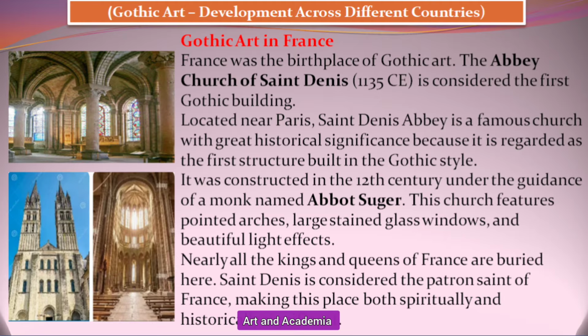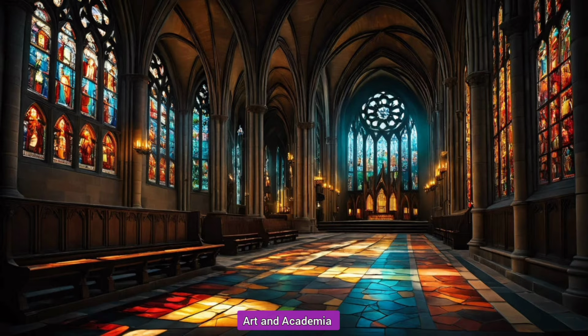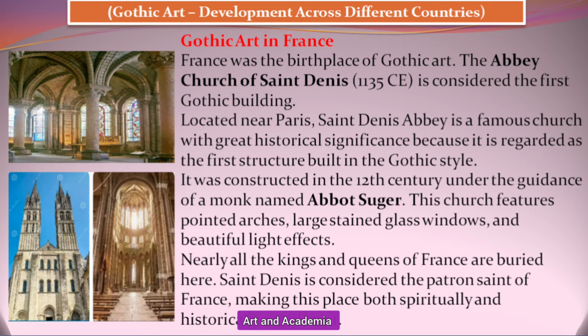It was constructed in the 12th century under the guidance of a monk named Abbot Suger. This church features pointed arches, large stained glass windows, and beautiful light effects. Nearly all the kings and queens of France are buried here. Saint Denis is considered the patron saint of France, making this place both spiritually and historically significant.